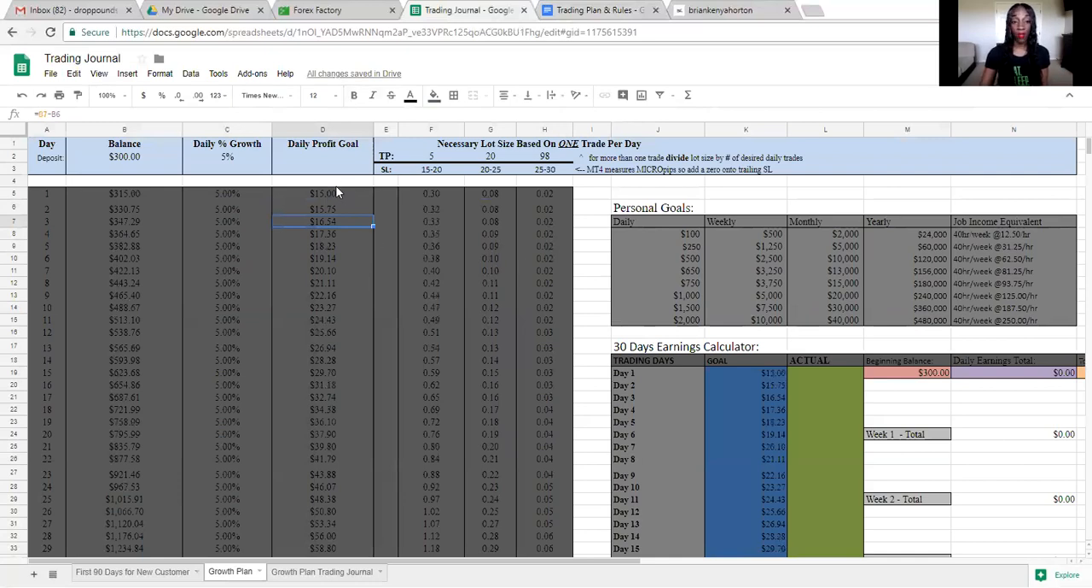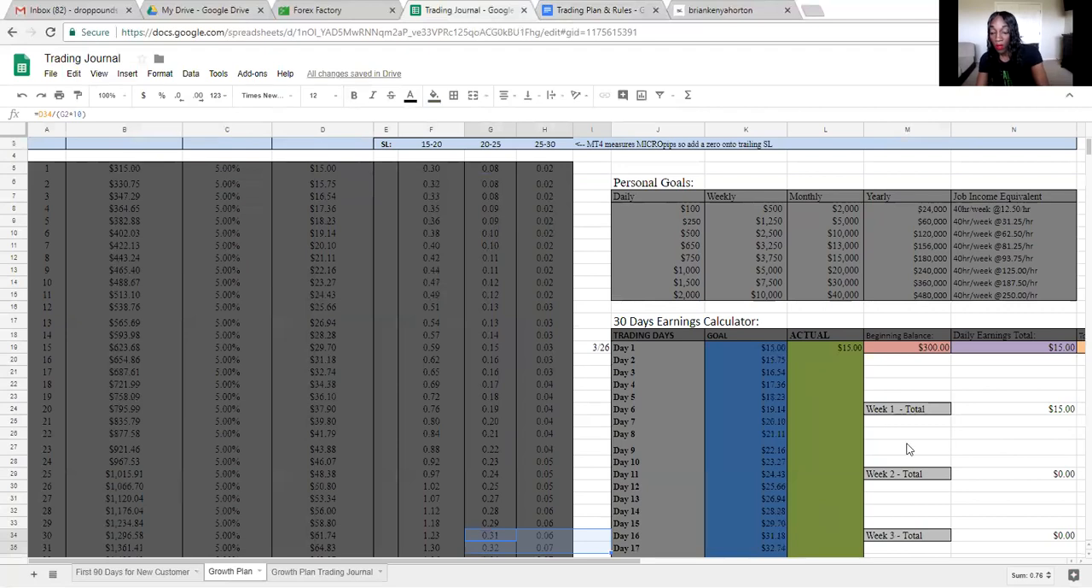Once you make that amount, let's say today we made $15, you're going to go to day 1. And I actually like to put the date right here. So let's say if it was 3/26, I would put the date right there every day. And then I would just put $15 right here. Okay, so you're going to record your amount every day, and then let me scroll over a little bit.